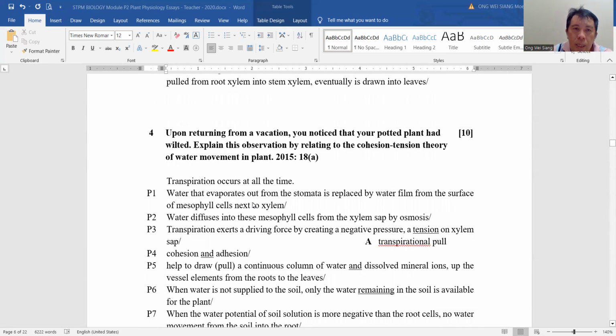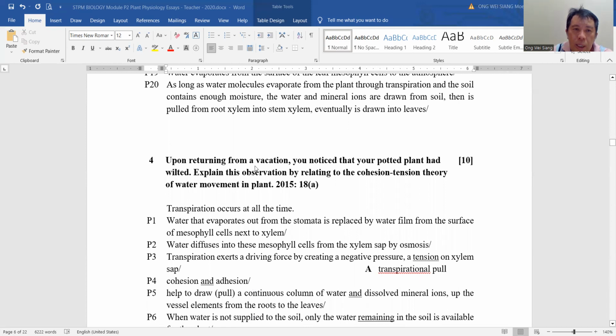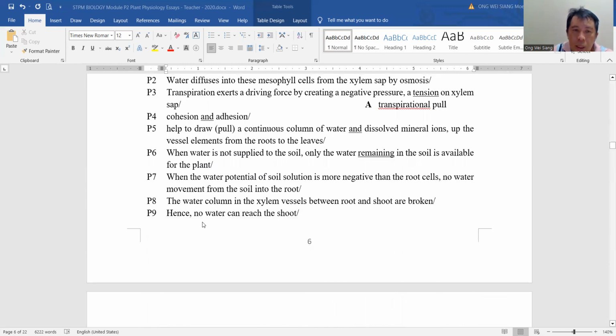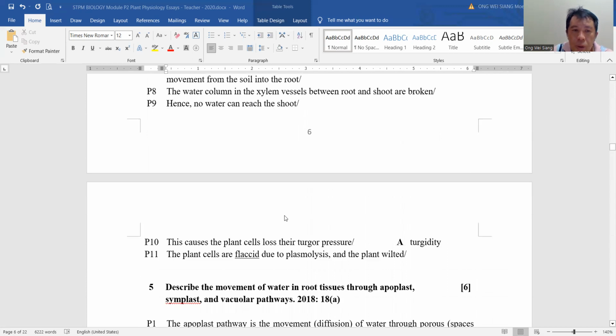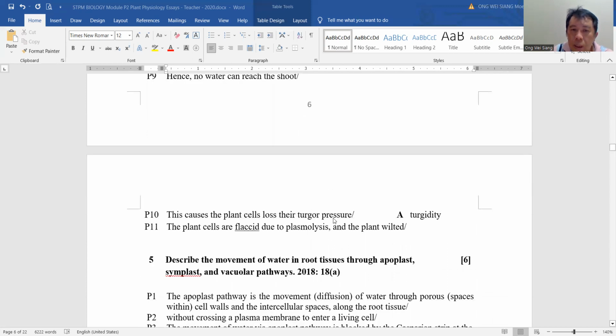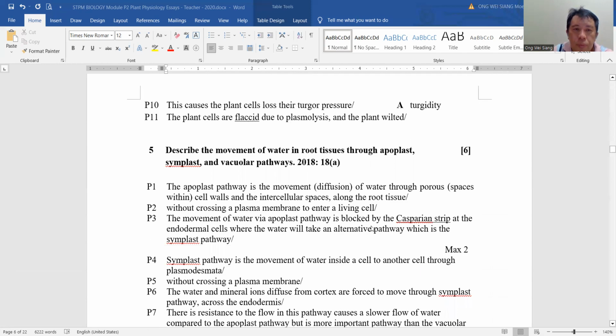Remember at the end you need to explain why your potted plant wilted. No water can reach the shoot. This causes the plant cells to lose their turgor pressure. Then the plant cells are flaccid due to plasmolysis, and the plant wilts.